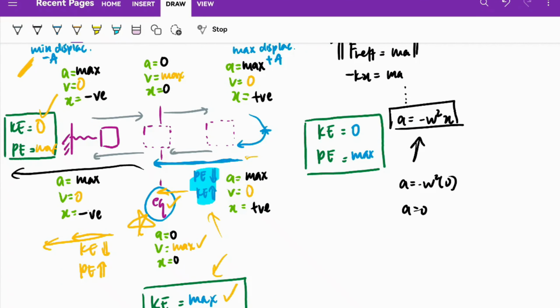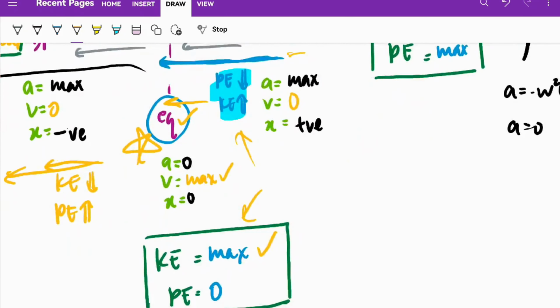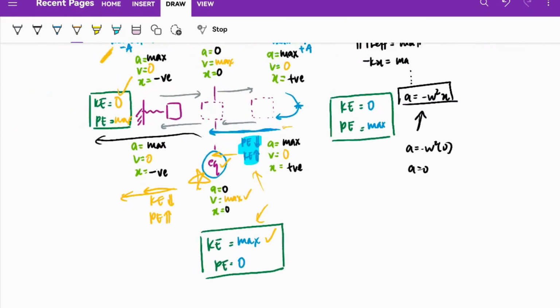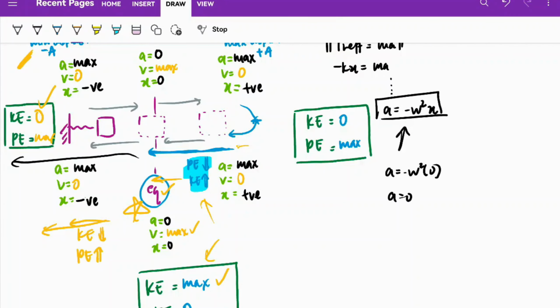So you need to be aware of what the question is asking. If they're asking as it moves towards equilibrium, then you say PE decreases, KE increases. But when it's at equilibrium, your KE is maximum. With that being said, your velocity is maximum and your elastic potential energy is 0. In this case, we're talking about elastic potential energy because it's a spring.